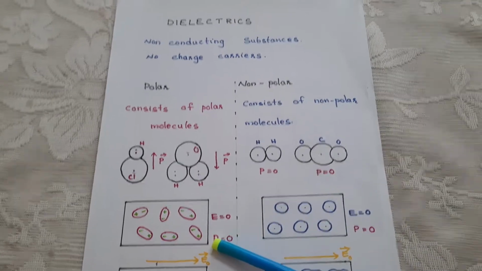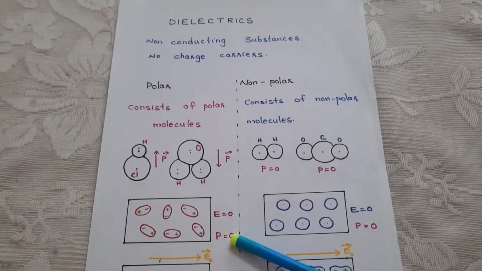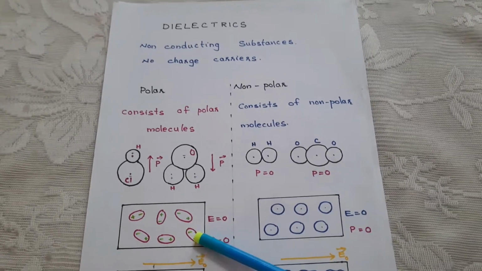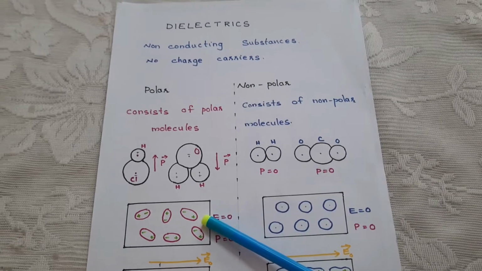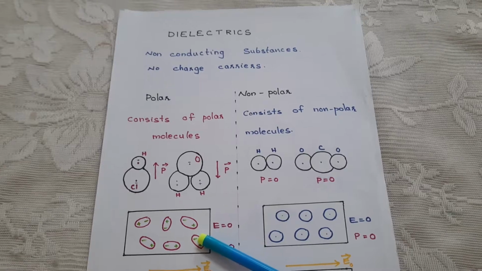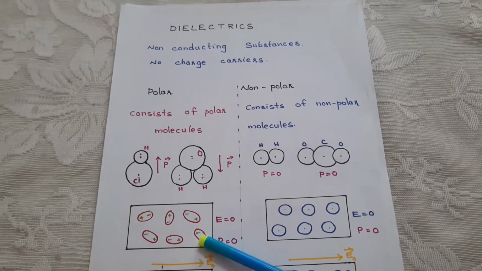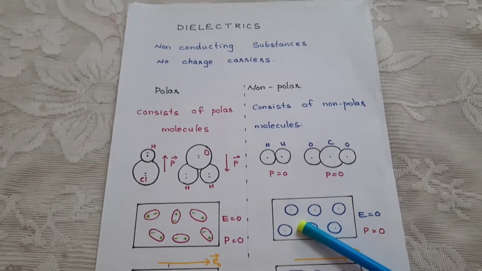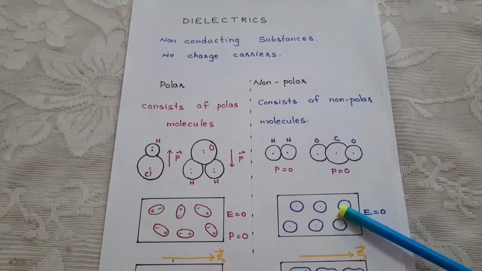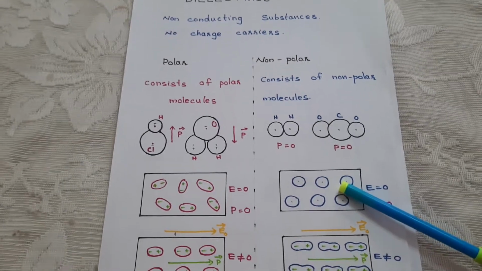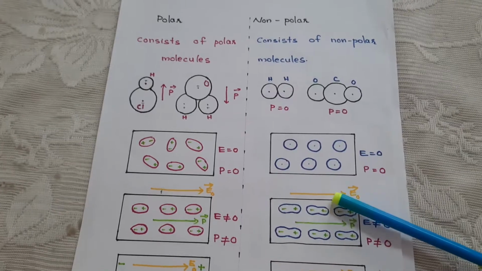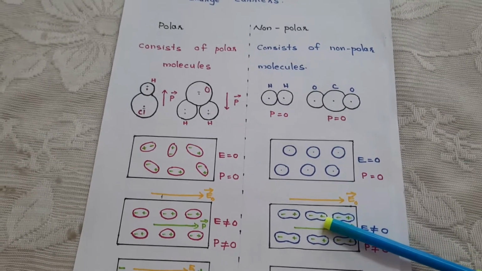But if you consider the substance as a whole, the dipole moment is zero in the case of a polar dielectric, as the dipoles get randomly oriented. The net dipole moment is zero. In the case of nonpolar dielectric, the dipole moment is zero because the molecules do not have dipole moment. But let us consider the dielectric when kept in an external electric field.